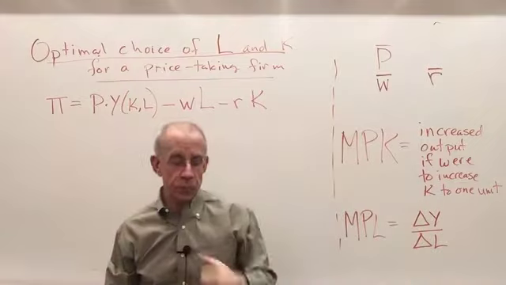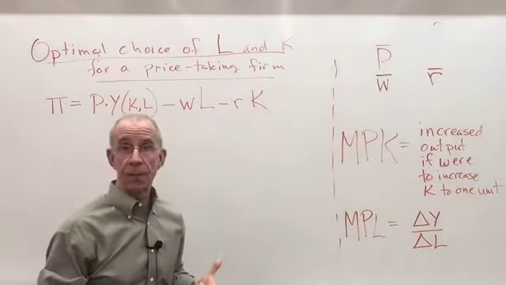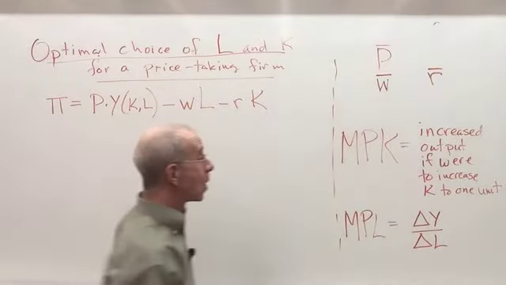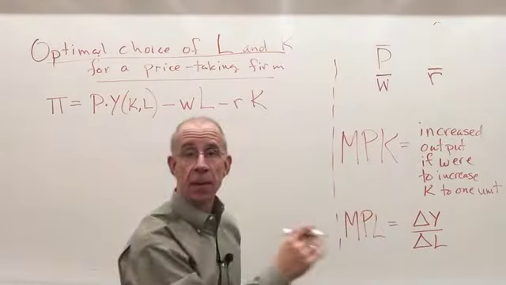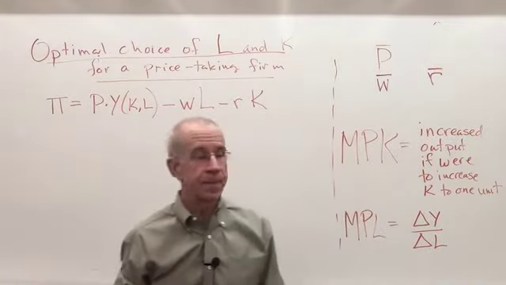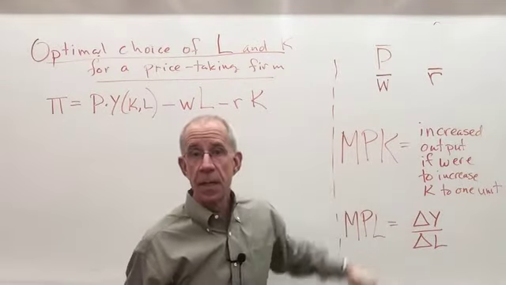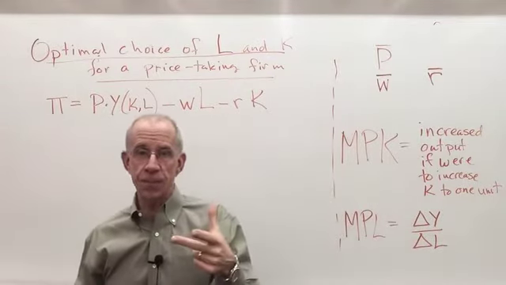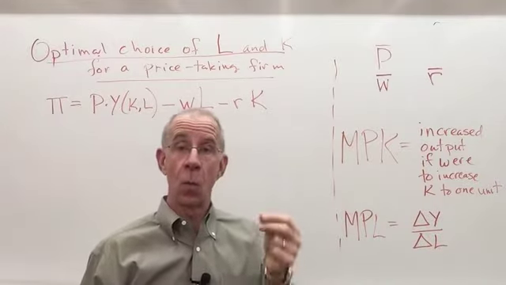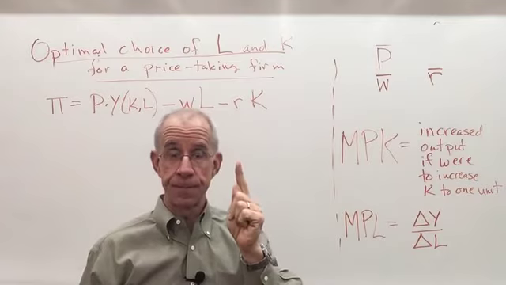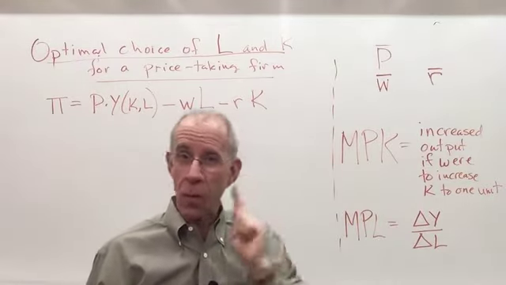Now, in order to do the analysis of the optimal choice of labor and capital, we're going to have to use these concepts of marginal productivity of capital and marginal productivity of labor. Again, MPK, marginal productivity of capital, is the increase in output if a firm were to hire one more unit of capital. So this is how much extra output you would get if you could get one more unit of capital.